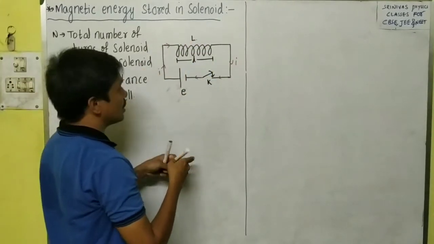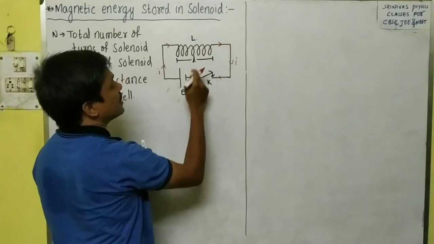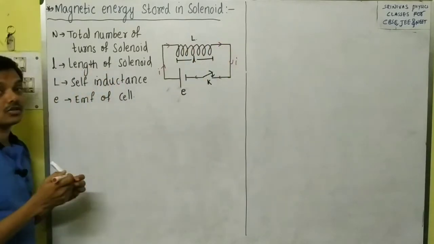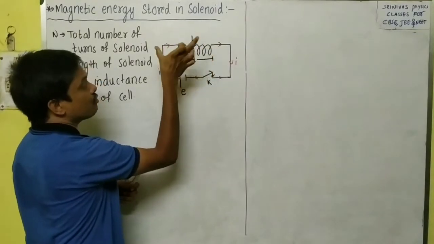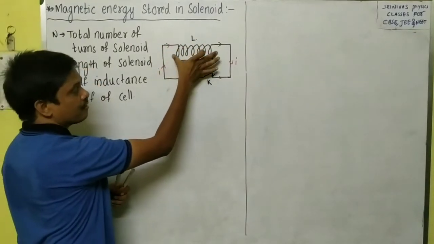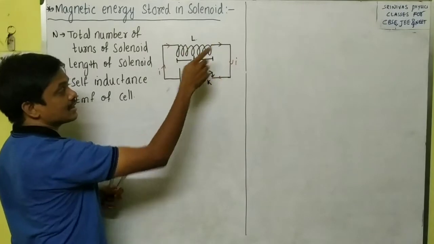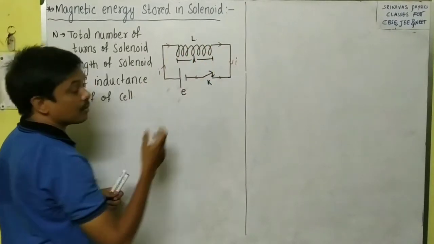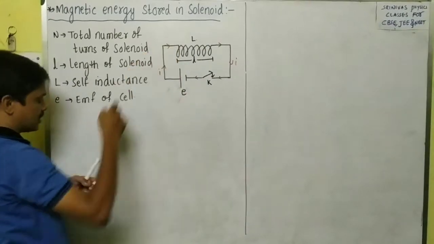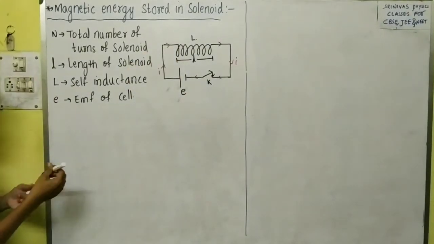Just we have to derive the formula for the work done by the battery to pass current I through it. Why? What is the need to do the work? Because this inductor forms the back EMF. Then to pass some current, to overcome the induced EMF, some work should be done. Right. Then the work done we can calculate.